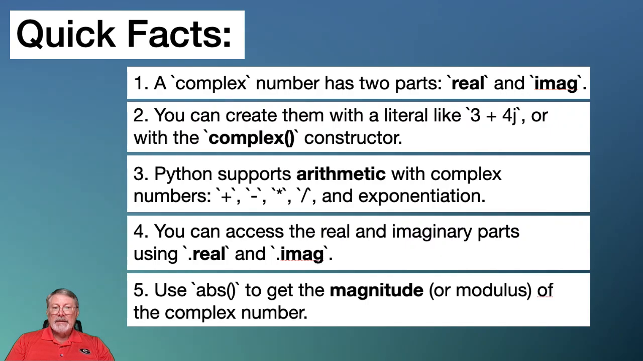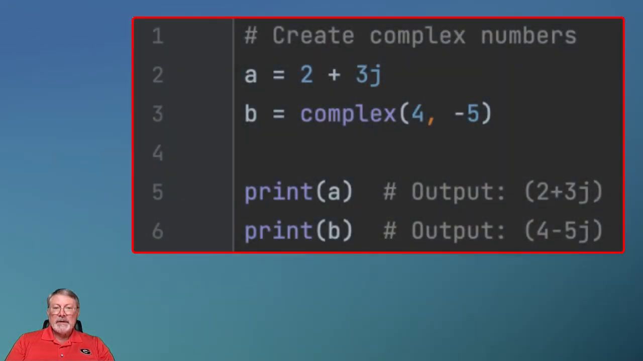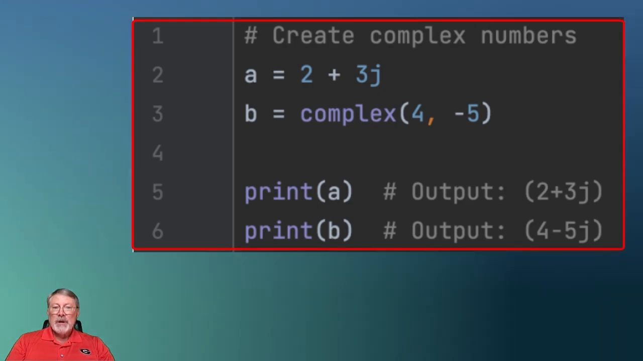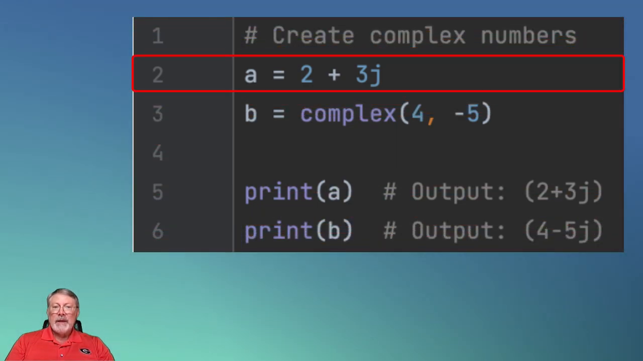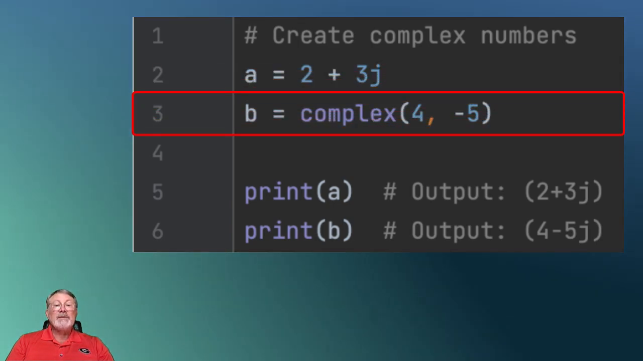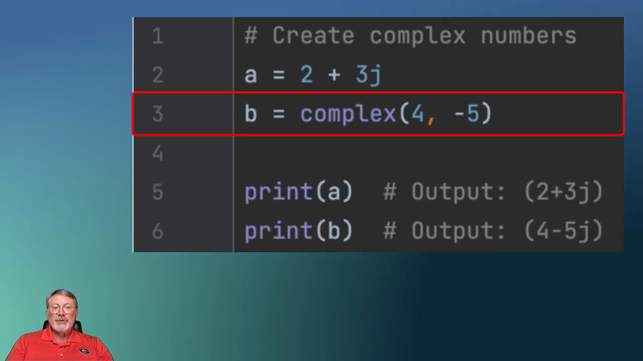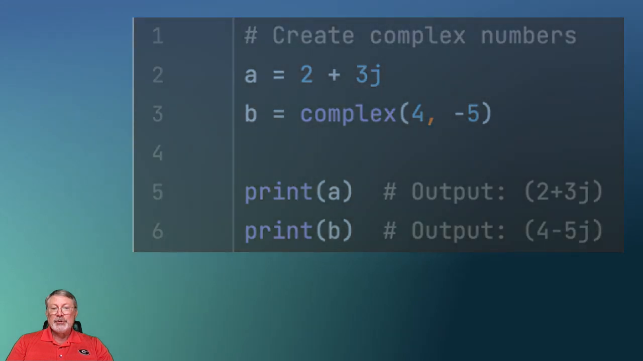Let's look at some code examples. In our first one, we'll just create a couple of complex numbers. We can do that literally, as we do here for the complex number a, or you can use the complex function, b. If you use the complex function, first provide the real part, and then the imaginary coefficient.